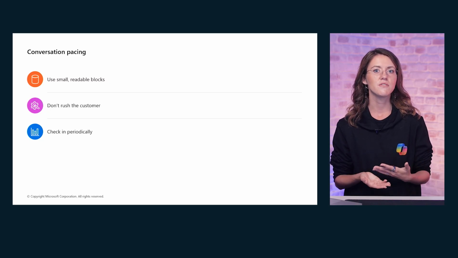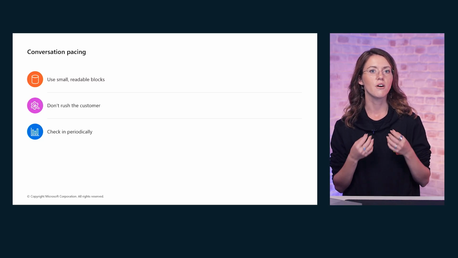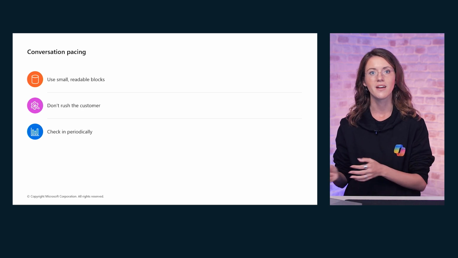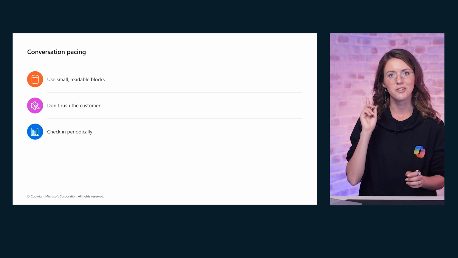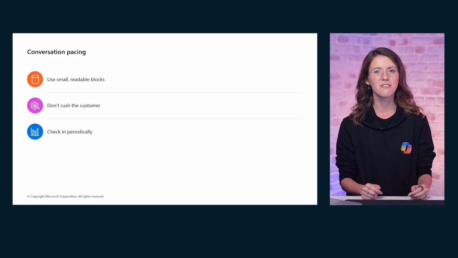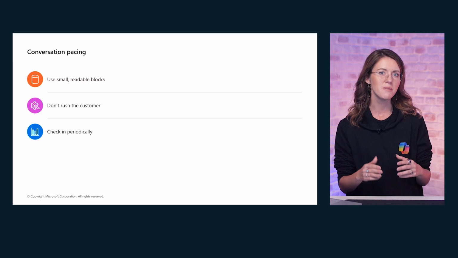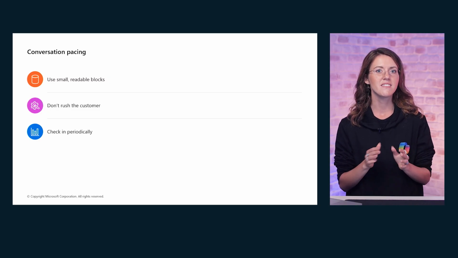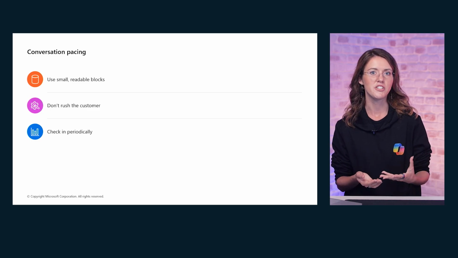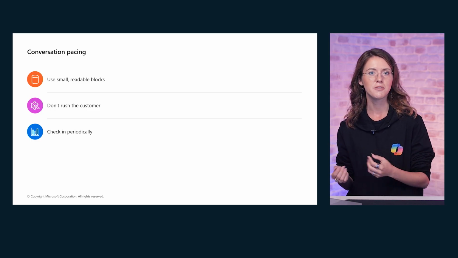Think of it like a real conversation. You wouldn't talk non-stop without giving the other person a chance to process. On the flip side, don't rush. If your Copilot responds too quickly, it can feel robotic or make the user feel pressured. Adding a slight delay in key moments, like after a complex explanation, can give users time to think.